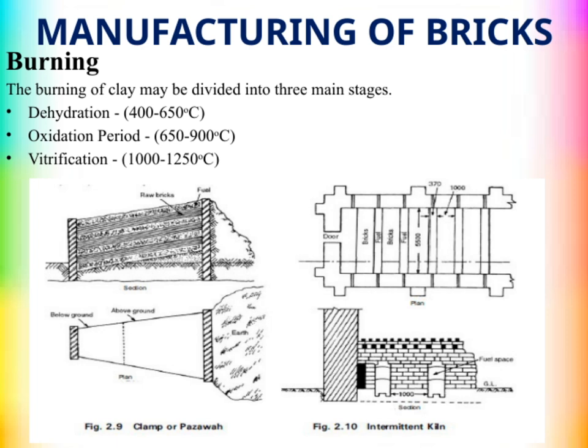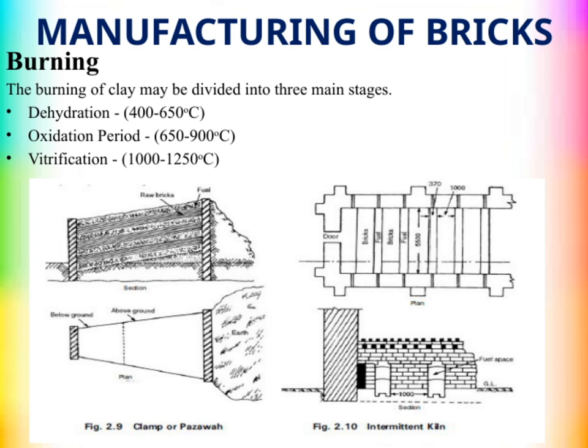for the next stages. Next, we have the oxidation period, which takes place roughly between 650 and 900 degrees Celsius. In this stage, chemical changes happen as the organic materials burn off, and the clay begins to undergo oxidation reactions that improve its strength and durability.